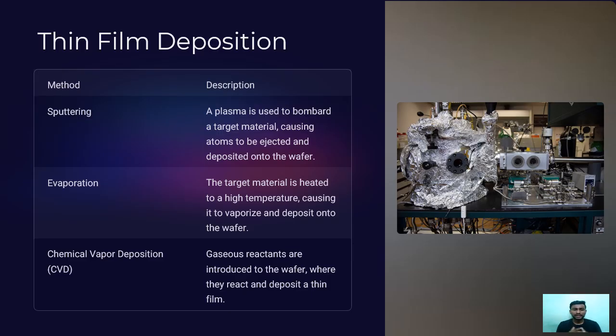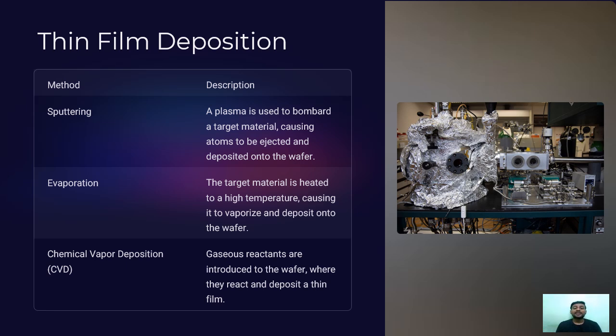After doping, we will do thin film deposition. We have majorly three methods of thin film deposition: sputtering, evaporation, and CVD. CVD means chemical vapor deposition. Sputtering: a plasma is used to bombard a target material, causing atoms to be ejected and deposited onto the wafer. That is known as sputtering.